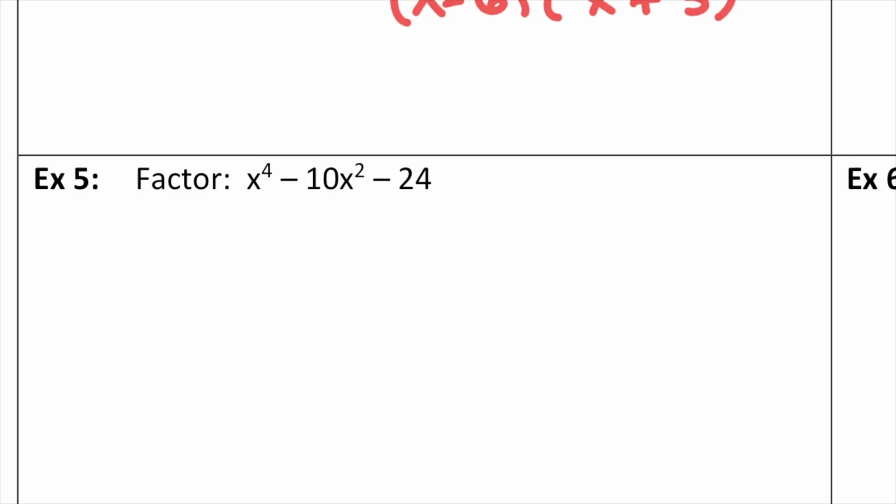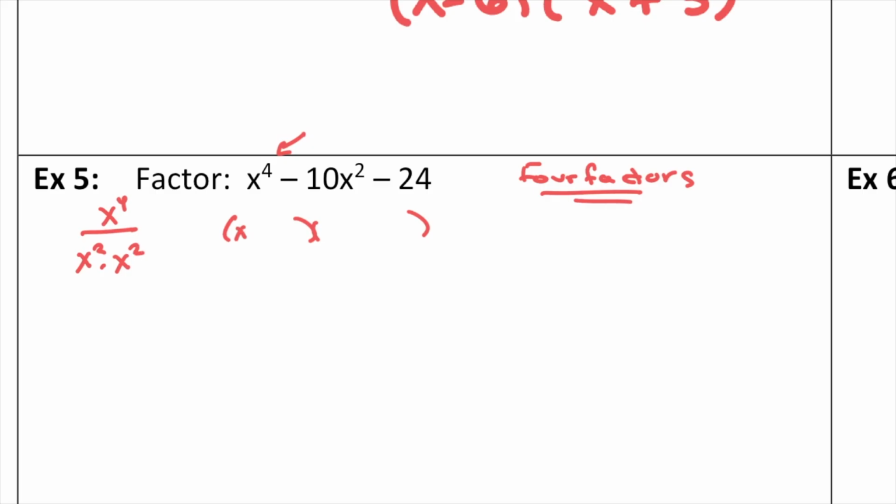All right, number 5, things are getting a little bit stranger here. Notice it has x to the 4th. Now, if you have x to the 4th, you could have 4 factors. So let's see what happens. You could have. Notice the words I'm using. So we're going to draw our parentheses because it is a trinomial. Now think about x to the 4th. X to the 4th is x squared times x squared. So we're going to put in x squared and x squared.